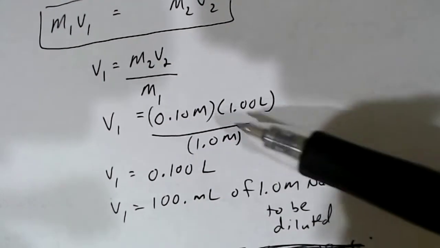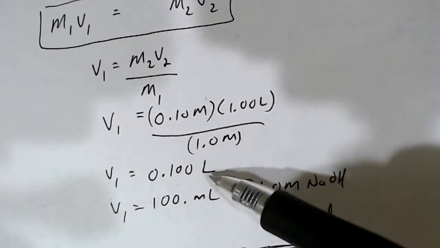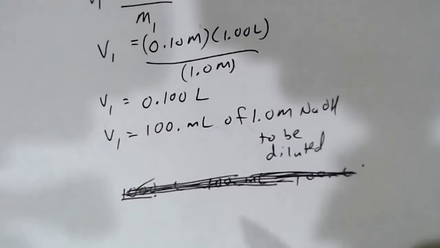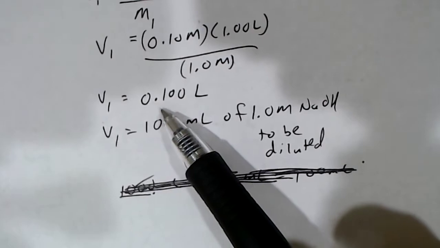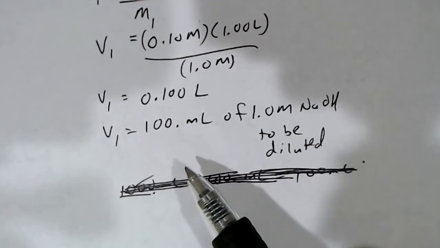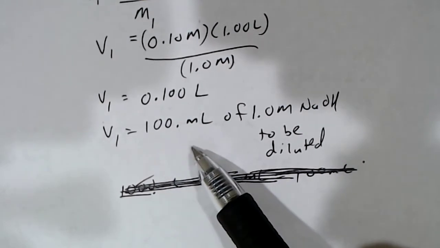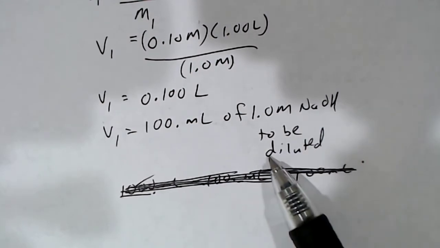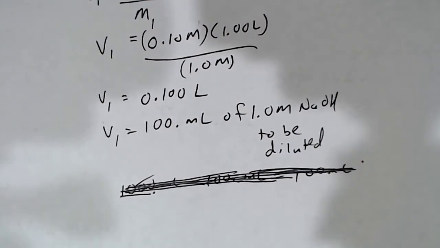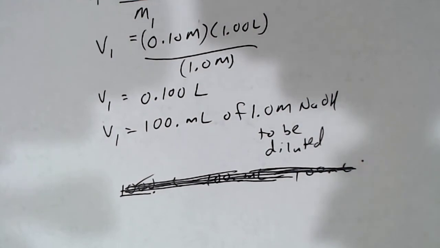Okay, and so molarity cancels out. We're left only with liters, and so we'll need 0.100 liters, or multiply by 1,000, 100 milliliters of that more concentrated solution to prepare 1,000 milliliters of the less concentrated solution.